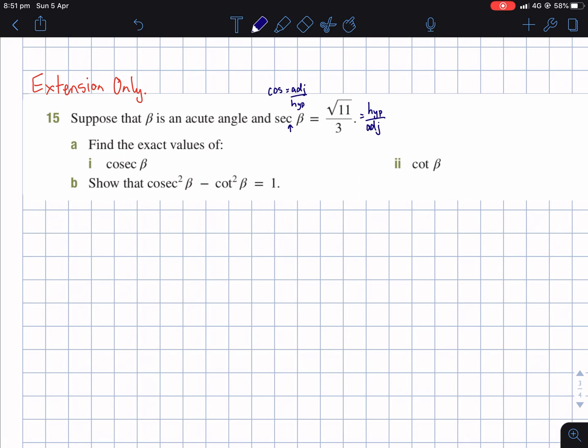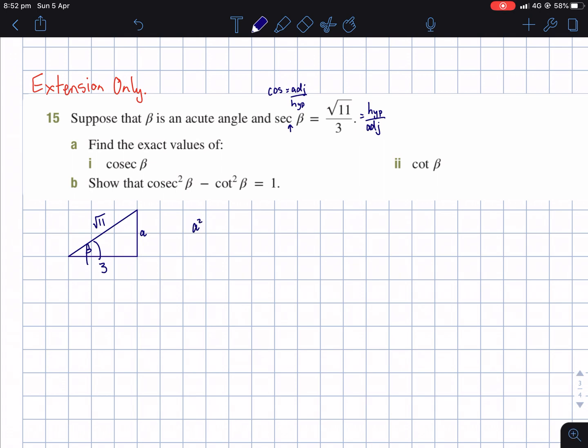Okay, the easiest way to do this is to actually draw this triangle. We're just going to draw a generic triangle. Make this beta, angle beta. We know the hypotenuse is root 11. We know the adjacent is 3. I don't know the opposite yet, and I will need to. And I don't want to use trig for this because I don't have a cot or a sec or anything on my calculator. So the easiest way to do this, I'm going to call this little a.